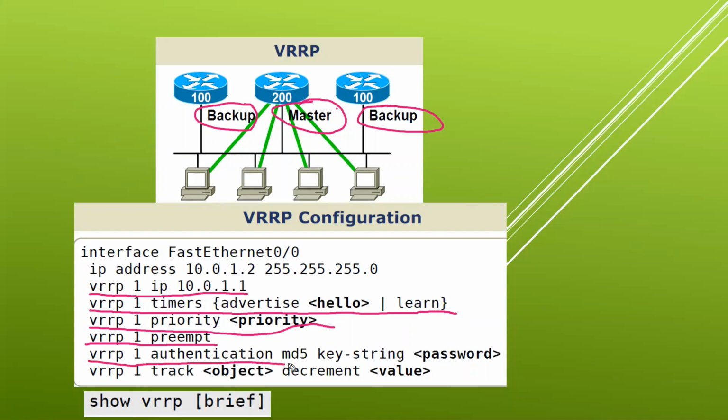VRRP supports MD5 key string? I don't think so. I think VRRP supports only the clear text. I don't know, this one I'm having doubt. You please do the research. I think, according to me, it's a clear text.